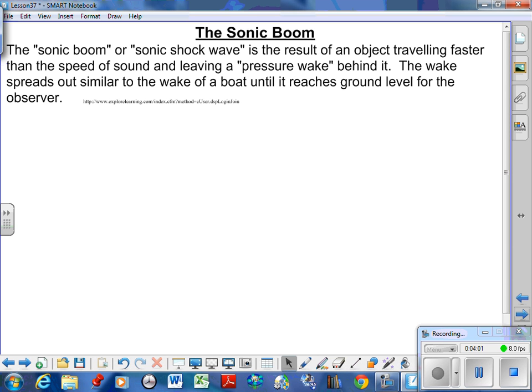So what I have here is an applet that you can try when the video is done. And for now, I'll just draw it as best I can. So the sonic boom or sonic shock wave is the result of an object traveling faster than the speed of sound. So what's happening is you're leaving a pressure wake, similar to a boat in water.